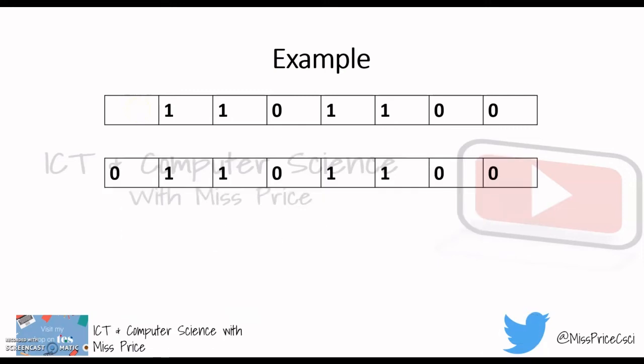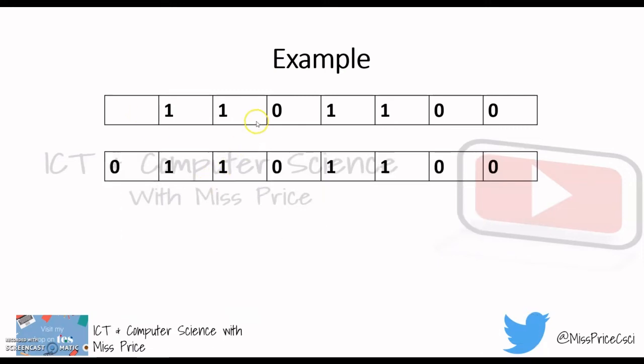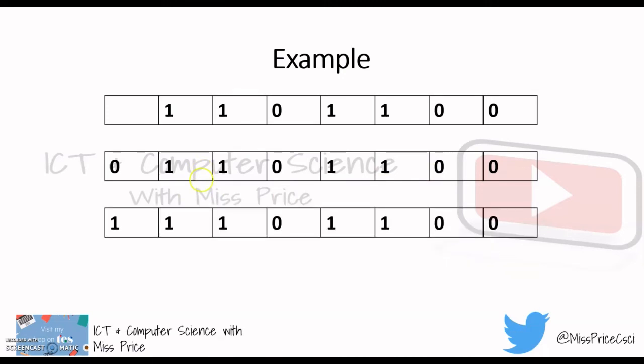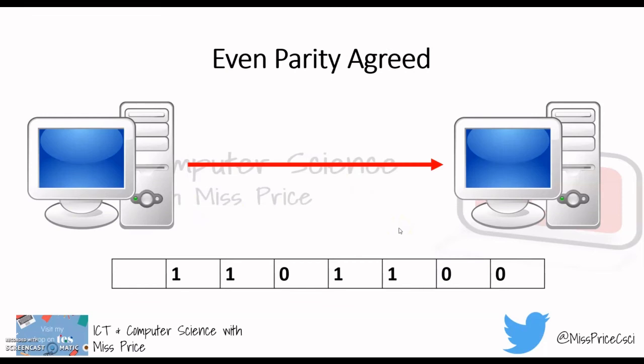Here's an example of an even transmission where you can see there's 1, 2, 3, 4 bits. That is obviously an even parity agreement. And here is an example of an odd parity agreement, because you can see 1, 2, 3, 4, 5.